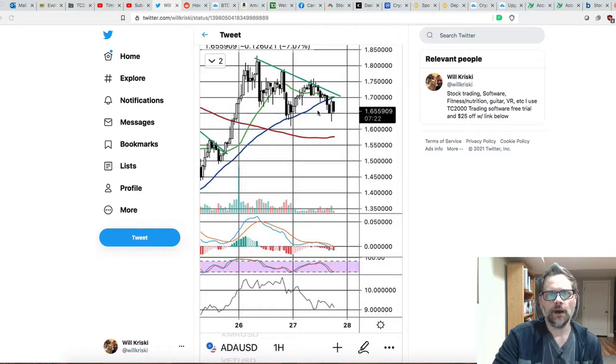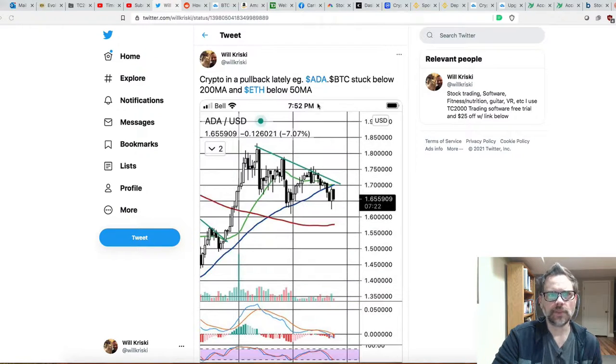So I just started to sense that there was an issue. Then we had this big candle up, but it bounced, you can see here, with a wick at the 50 on the 1 hour chart. And so this kind of scared me. The other thing I mentioned was that Bitcoin was below a 50 and a 200.